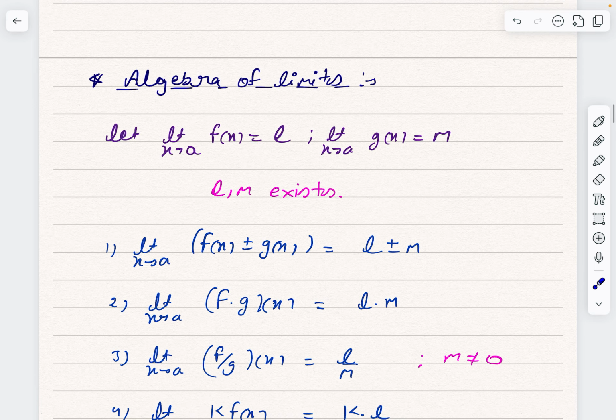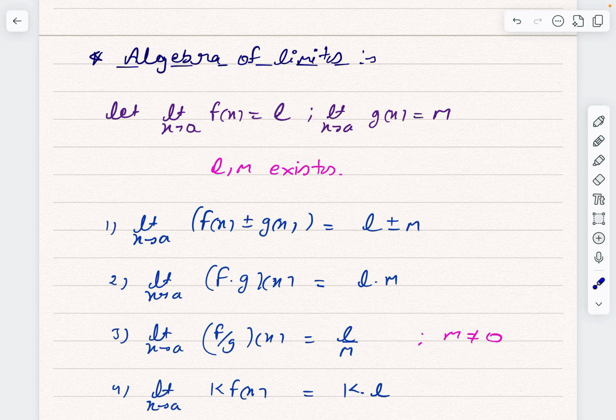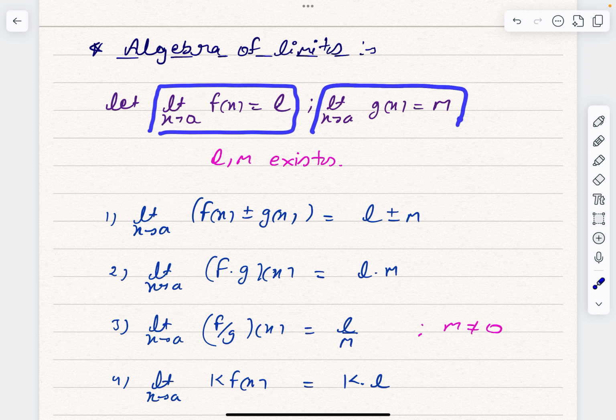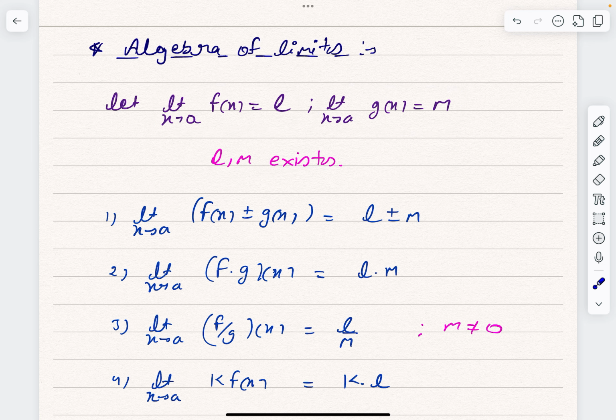Now, next we have some theoretical points, not that important, but still just for the sake of completion, we just go through them quickly. Say the limit as x tends to a of f(x) is L, and the limit as x tends to a of g(x), some other function, is m, and L and m both exist. Then what do we have here?